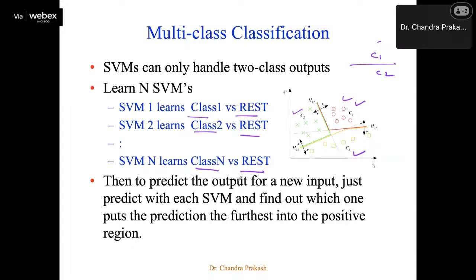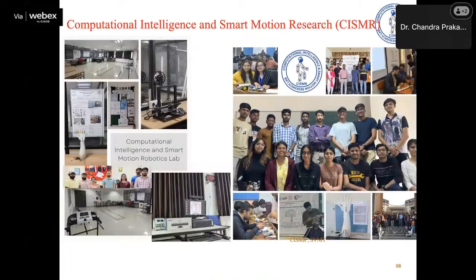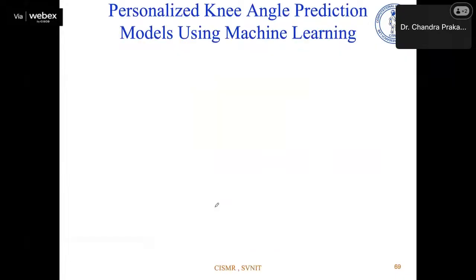We have also worked on multi-class classification at SVNIT. We have one research group by the name of Computational Intelligence and Smart Motion Research Group. In that, we work on the motion analytics part basically. Along with that, we are also trying to use different computational methods on the brain-computer interface, on robot planning, on the robotic hand as well, and other applications.